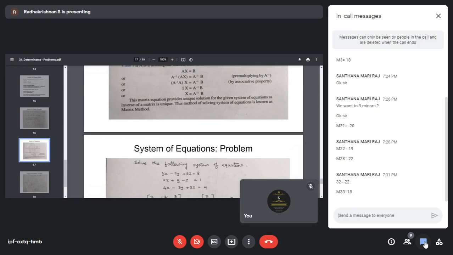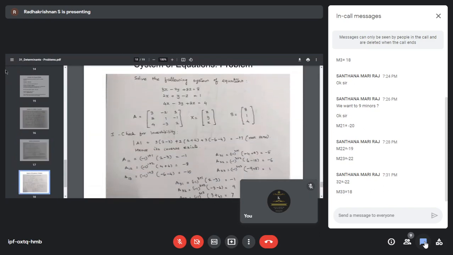Let me do an example of solving the system of equations. So suppose these three equations are given, right? 3x minus 2y plus 3z equal to 8, 2x plus y minus z equal to 1, 4x minus 3y plus 2z equal to 4. So then we write A equal to all those coefficients, 3, minus 2, 3, 2, 1, minus 1, 4, minus 3, 2. X equal to x, y, z. Okay, and B equal to the constants 8, 1, 4.